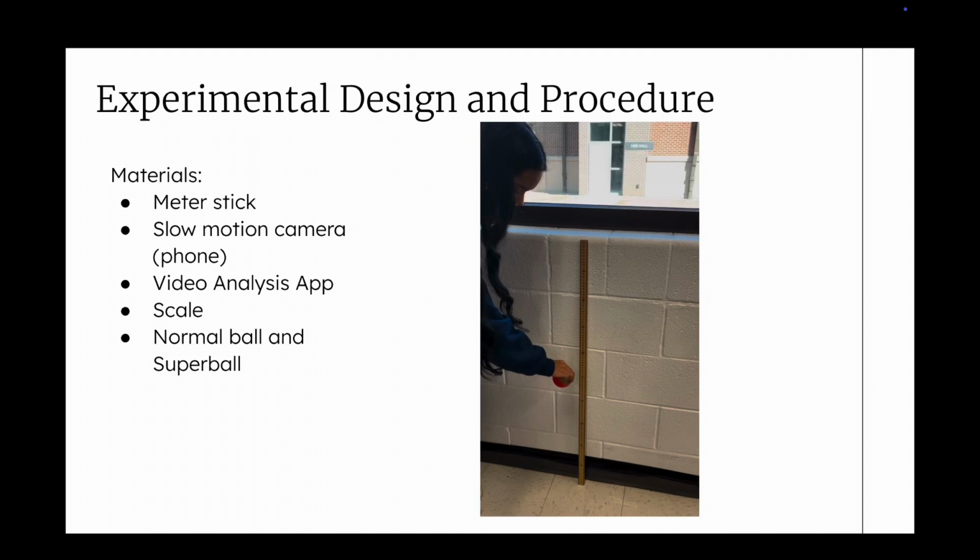So here is our design of our experiment. Some of the materials we used were a meter stick to measure the drop height, a slow motion camera to record the person dropping the ball, and a video analysis app where we were able to plot the points and determine the position of the ball at different locations. Then we used a scale to measure the masses of the balls. The two balls that we used were a normal ball and a super ball. The normal one was less bouncy than the super ball. And here's our setup as shown here.